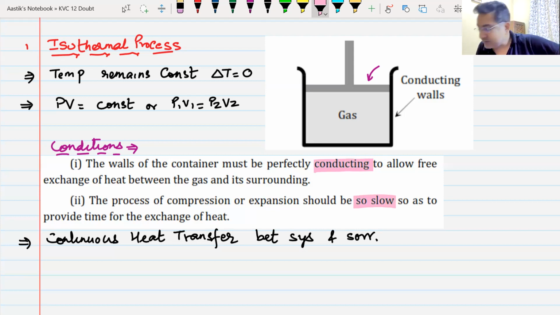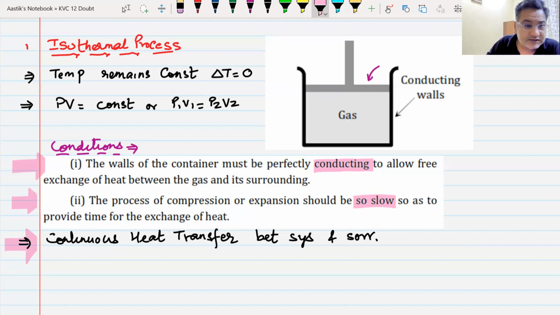Why must the process be very slow? The process must be very slow so that there is enough time available for this heat transfer to take place. If the process takes place very fast, even if it is taking place in a conducting wall, there will not be enough time for heat transfer to take place, and the process will not remain isothermal. So these are the two conditions, and all of these conditions come from the third condition, that there must be a constant heat transfer taking place between the system and the surroundings. I hope you understand this.